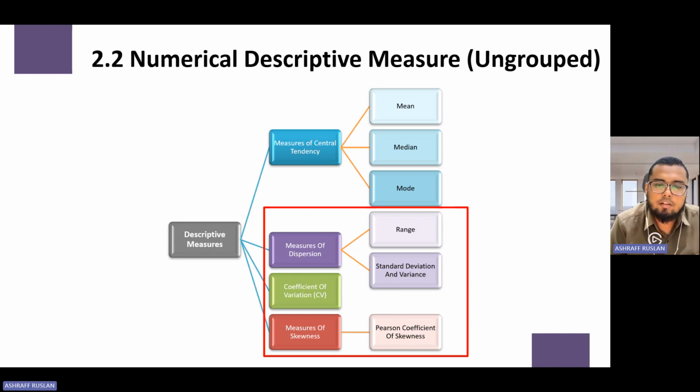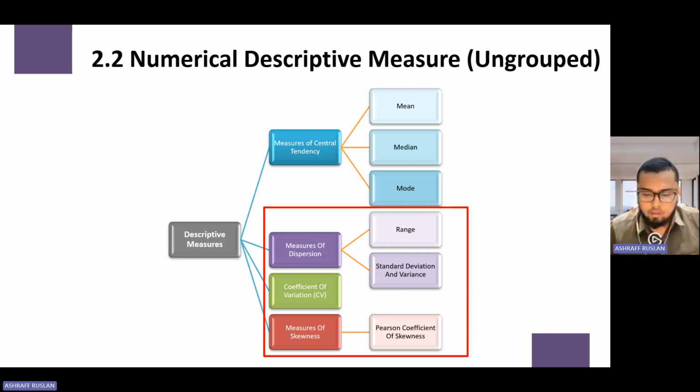Okay, let us continue a little bit on the topics that we have learned previously. Previously we have learned about mean, median, and mode. Okay, for today we are going to look into another descriptive measures, including range, standard deviation, and variance, coefficient of variation, and also comparison, coefficient of skewness.